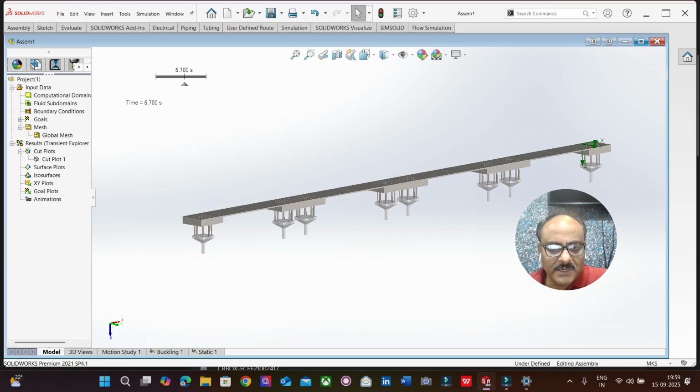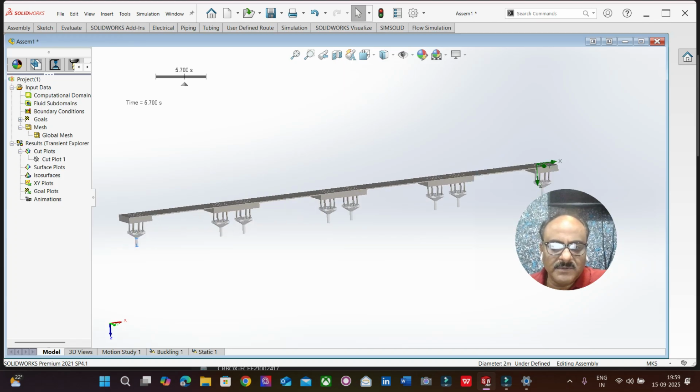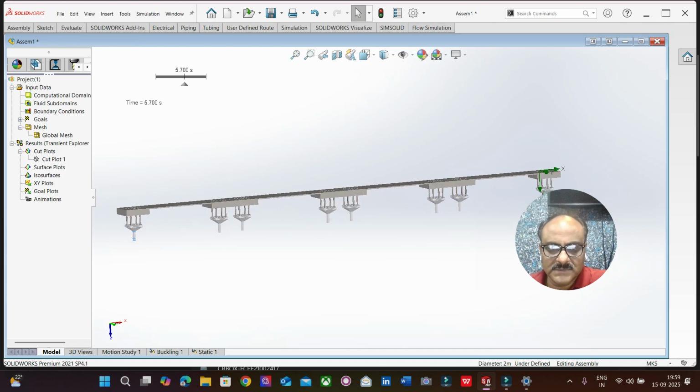That's pretty important. So the total height of the structure is about 25 meters. The single span is nothing but the center distance between the two pier caps, or maybe the two piles, and this single span length is about 50 meters. And the overall size of the bridge is about 500 meters.